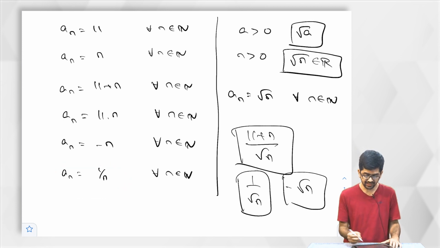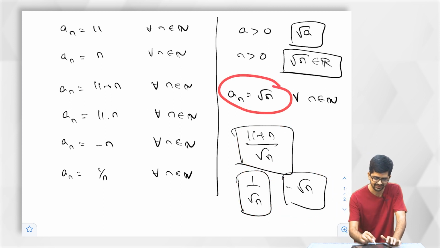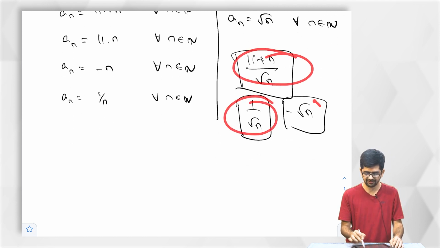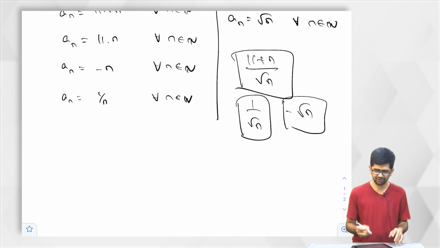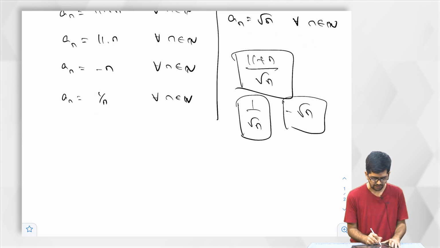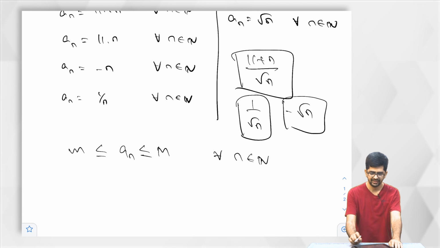So, now you need to check, is it a bounded sequence? What about this? This is not very difficult to do. Let us just do one, just this, and that should tell you that the other things are not very difficult either. So, let us assume that this sequence is a bounded sequence. So, what does it mean? It means there are two elements m and M in R such that we have this condition for all n belongs to N.